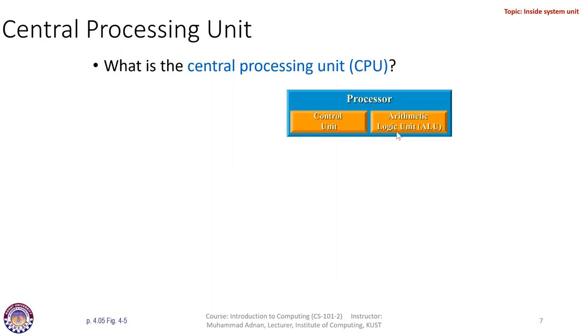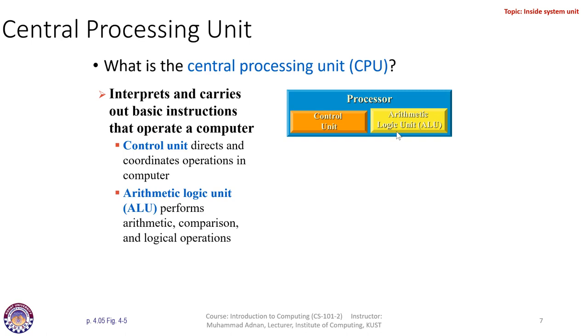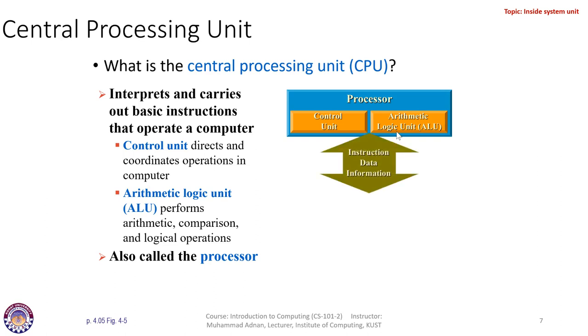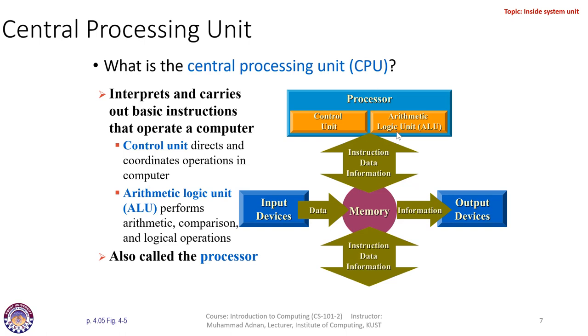Then there is the main component. What is the central processing unit or the CPU? The CPU interprets and carries out the basic instructions that operate the computer. So the basic operating system instructions are carried out by the CPU. In fact, the CPU is divided further into two parts. One is called the control unit, which directs and coordinates the operations in a computer system. It is just like a traffic police officer directing and coordinating the traffic, cars, bicycles, etc. But we have another part of the processor, which is called the arithmetic logic unit or ALU. ALU performs arithmetic, like mathematical operations, comparison operations, and logical operations. And the CPU is also called a processor.